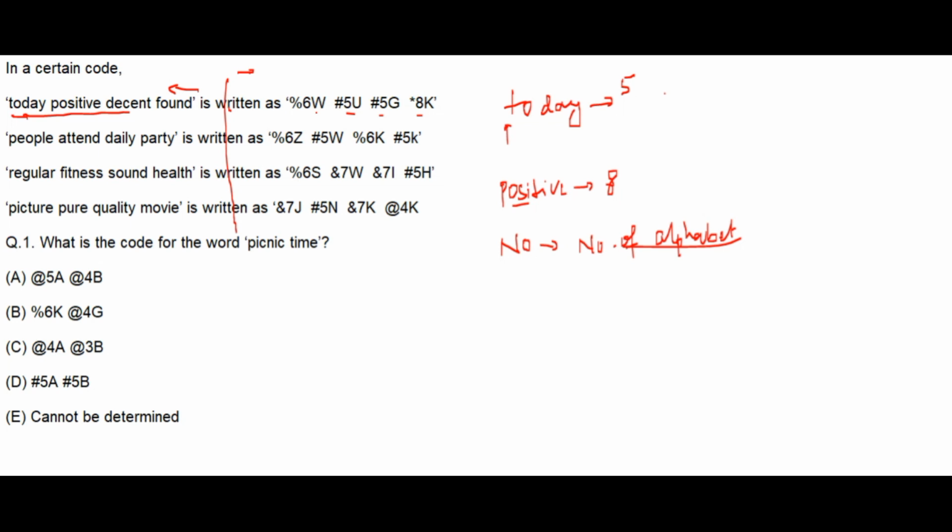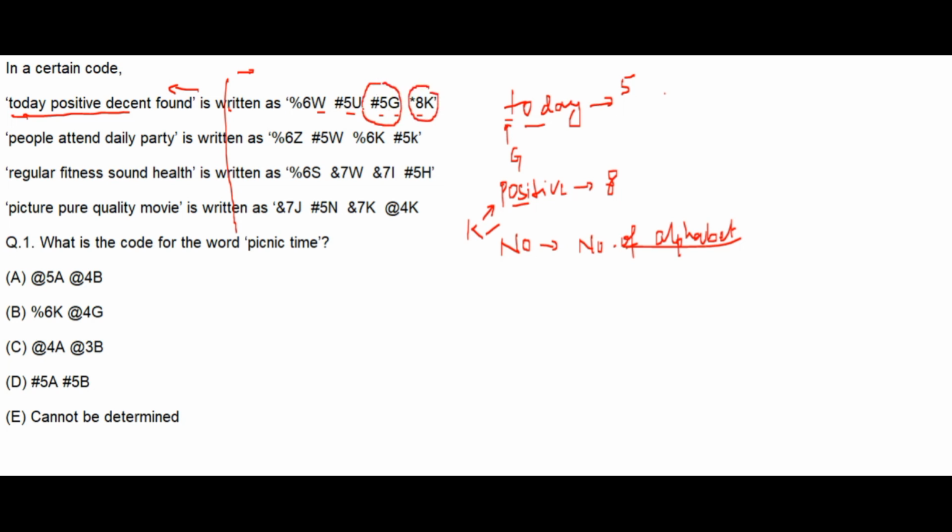Now the second thing is alphabet. What is the logic of the alphabets used to code these words? The first word is today. What is the reverse alphabet of T? If I ask you what is the reverse alphabet of T, you can see here G. What is the reverse alphabet of P? You can see here K. So K is the reverse alphabet of P and the reverse alphabet of T is G. You can see G here in 5G, and here also you can see the K.